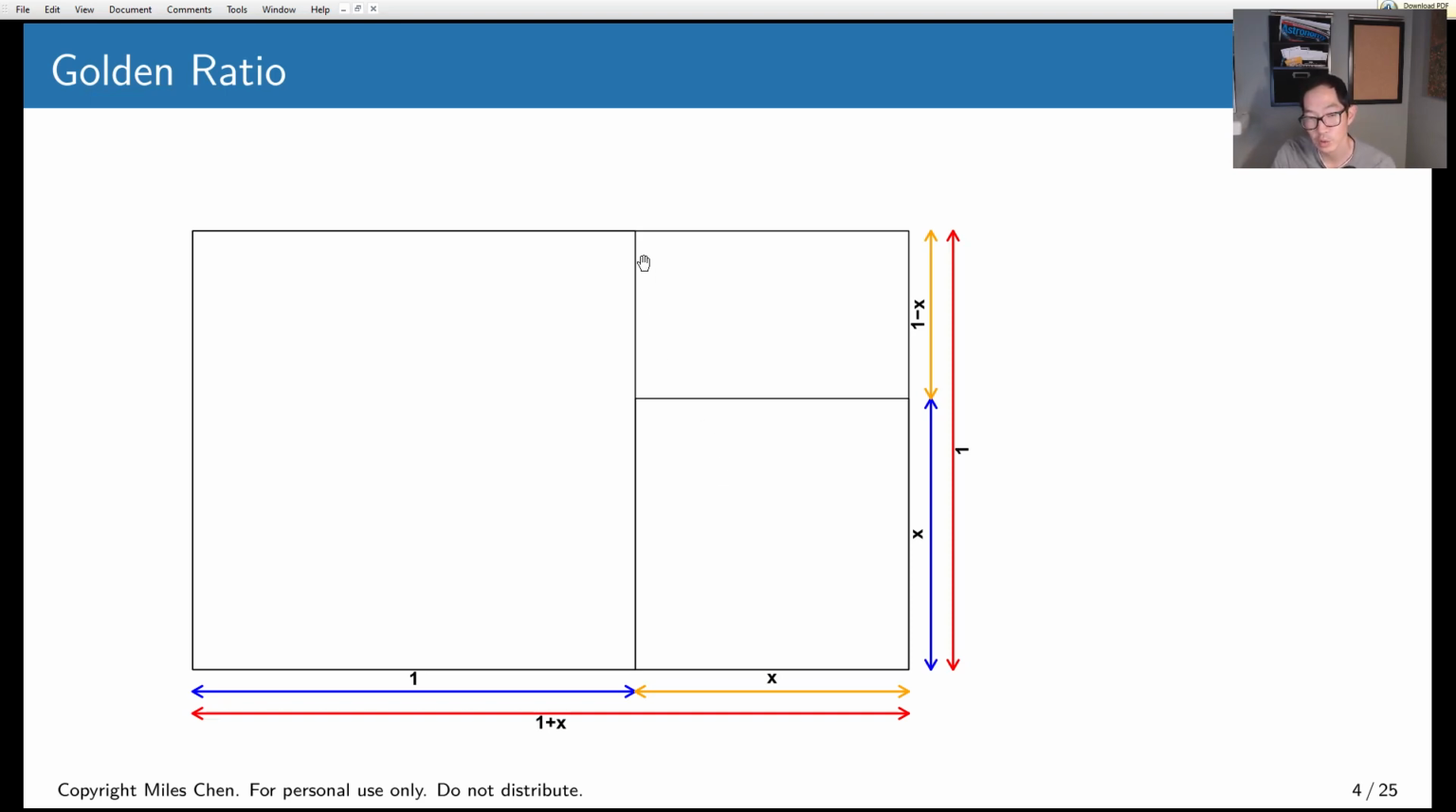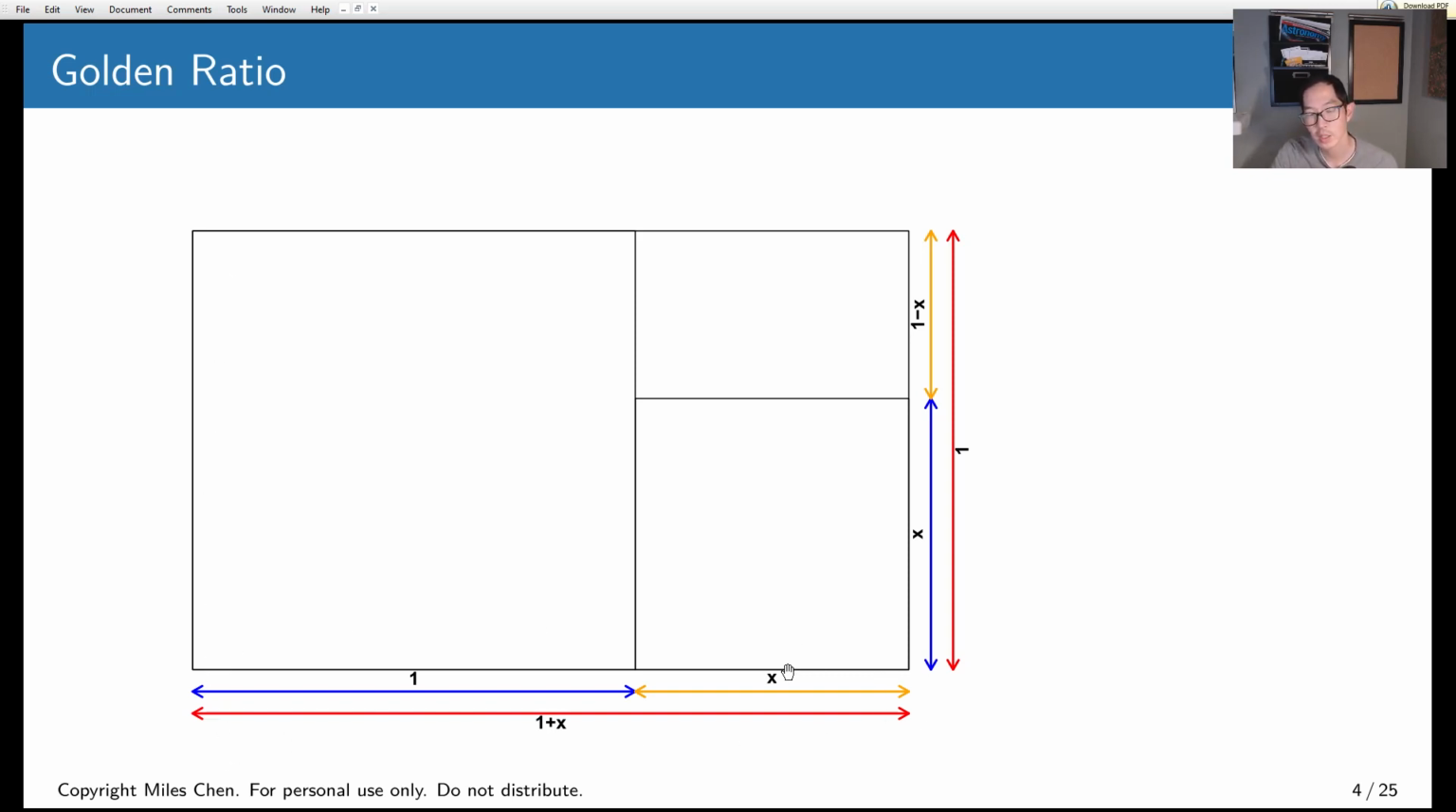And this will continue, that if you take this smaller rectangle and you cut a square out there, so that this side has x and this side has x, and now you have 1 minus x here, the ratio between 1 minus x, that is the short side of the little rectangle, to x, that is the length of the little rectangle, will have the same proportions as, say, x to 1, and the same proportions as 1 to 1 plus x.